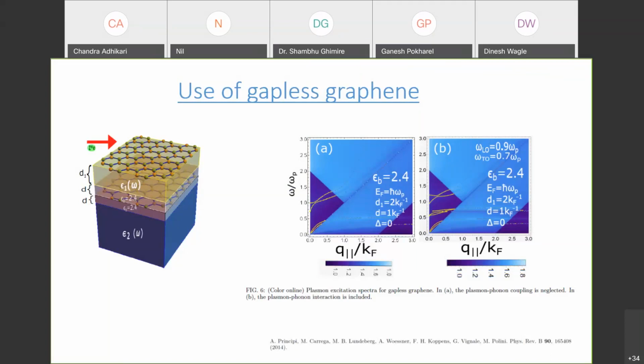And in figure B, we have shown the effect of phonon. The phonon coupling causes the origination of two plasmon modes in the middle, originating from half the plasma frequency. So this is due to the plasmon-phonon coupling.